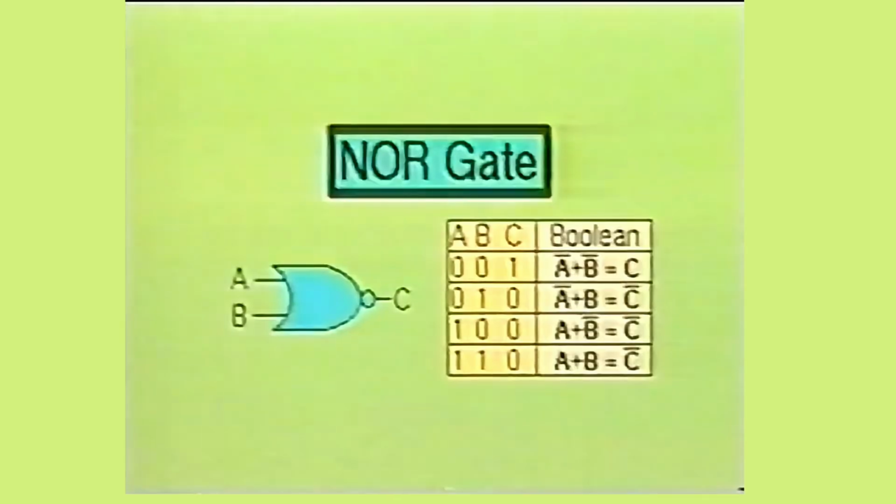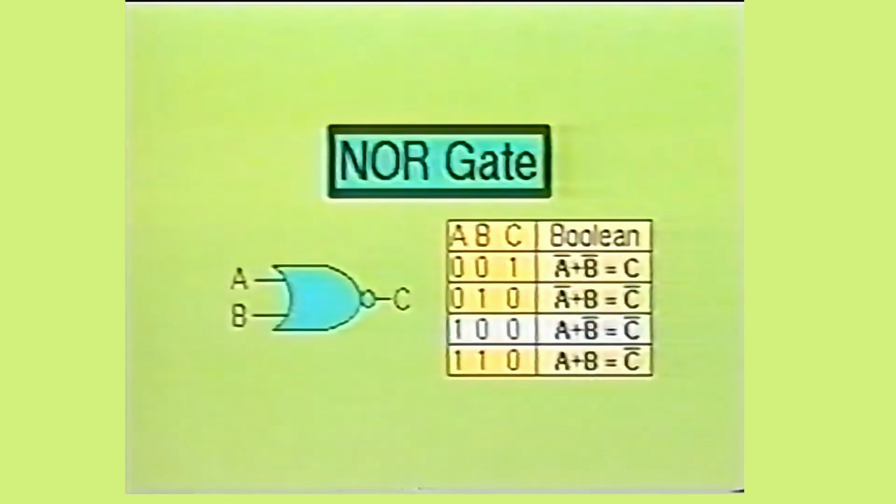The final gate we shall examine is the NOR gate. As you recall, the NOR gate is a combination of an OR gate and an inverter placed at the output. From the truth table, we see that when inputs A and B are both low, output C will be high. Boolean terms express this as not A or not B equals C. We can also see that when A is low and B is high, output C will be low. In Boolean, this is not A or B equals not C.